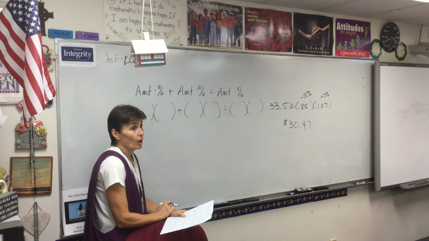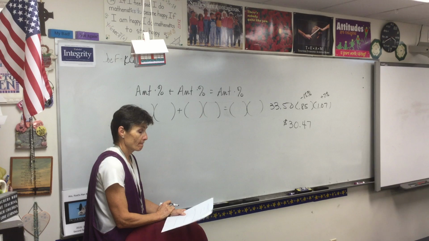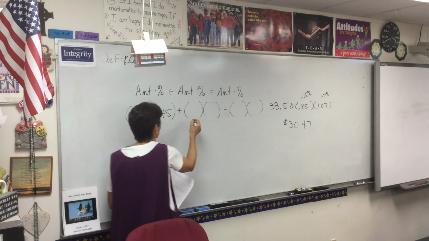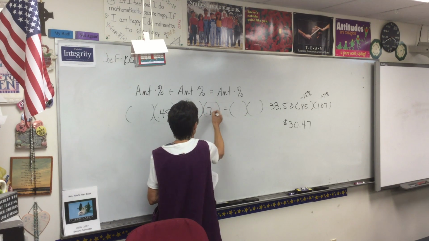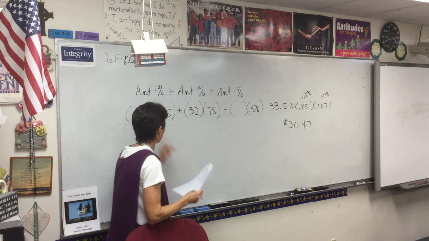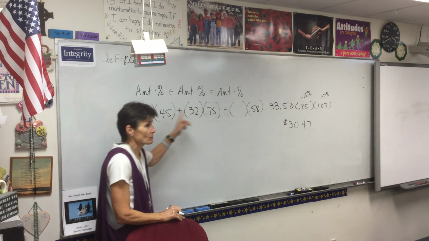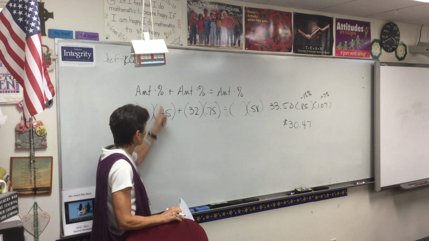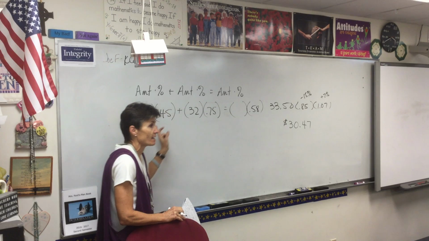Okay, so what do we know? Matthew? I put x times 0.45, and then I did 32 times 0.75, and then x plus 32 times 0.58. All right, so this part takes absolutely no skill whatsoever, right? This part, we're just plugging in all the numbers that they gave us.